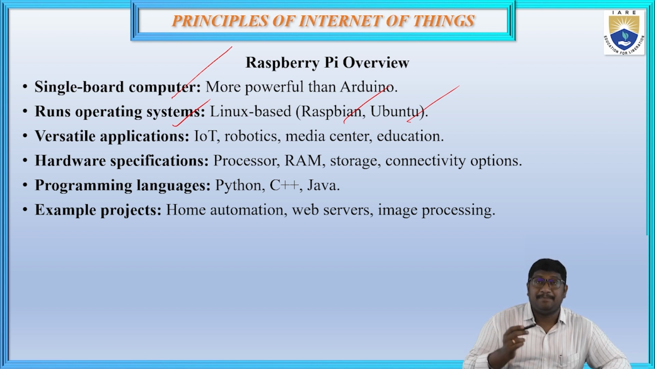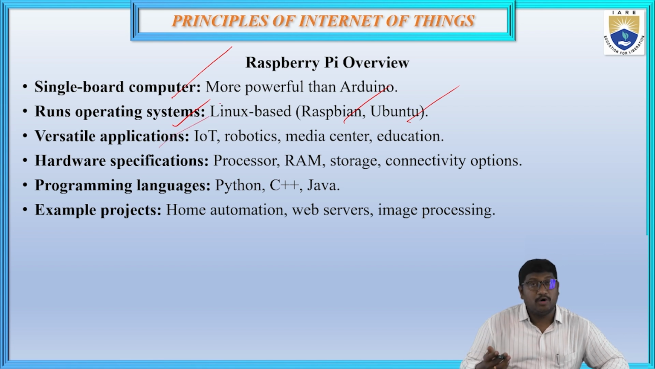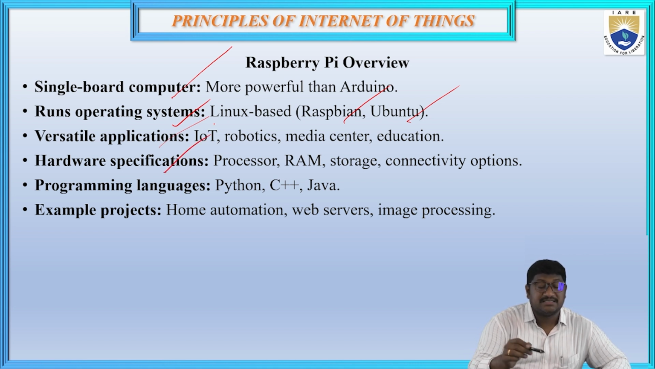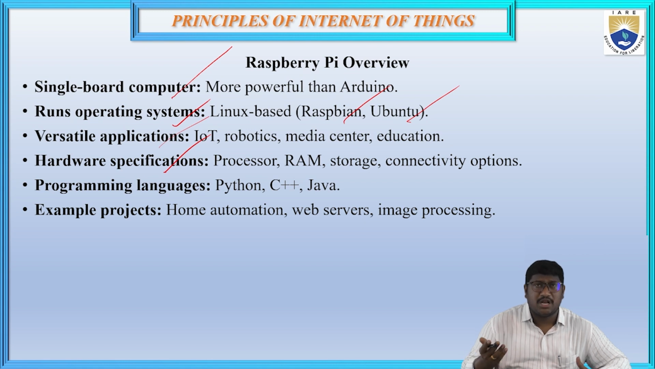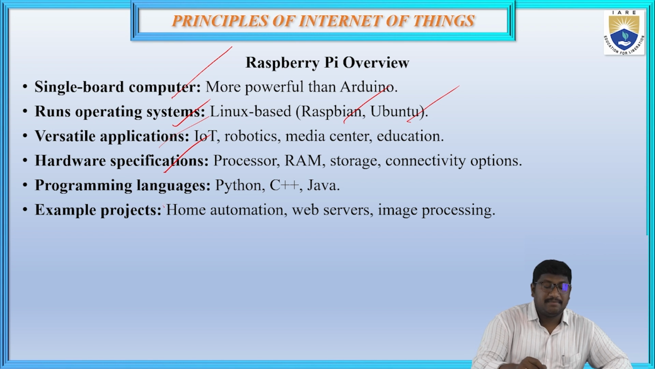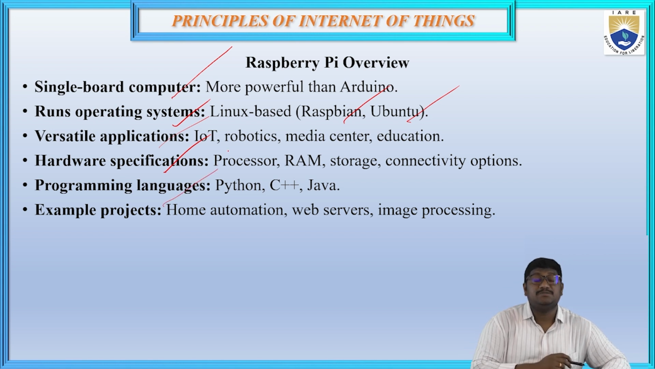Coming to versatile applications such as IoT, robotics, media center, and education, all these are applications familiarly used nowadays in the IoT industry. The hardware specifications of Raspberry Pi include processor, RAM capacity, storage, and connectivity options. Why? Because it is a small computer, a single board computer, more powerful than the Arduino. The programming languages accepted by Raspberry Pi are Python, C++, and Java. You can use any of these three languages, depending on your project.